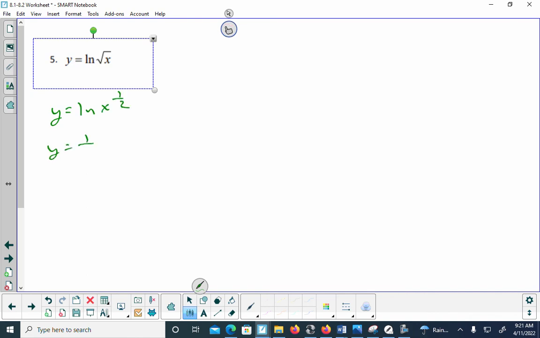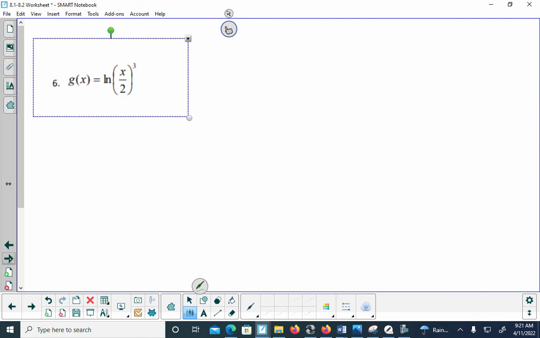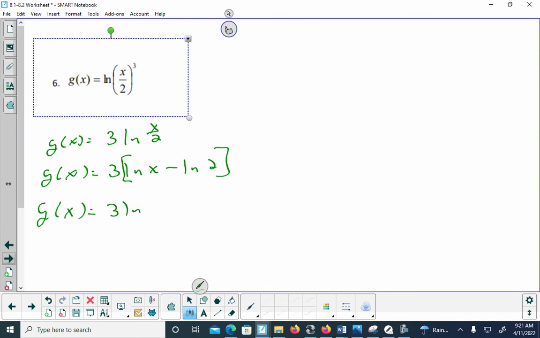So I'm going to rewrite that as 1/2 times the natural log of x using the property. Taking the natural log, separating it, I'm going to rewrite G back as 3 times the natural log of x over 2. Still rewriting it, it's going to be 3 times the natural log of x minus 2 times the natural log of 2. So I might want to rewrite it as 3 natural log of x minus 3 natural log of 2.